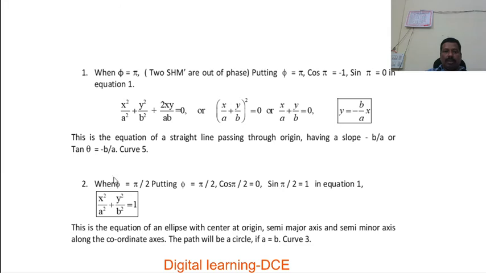When phi is equal to pi. Sorry, again here there is a mistake. This is case 2. Here instead of 2, 1 is there. Case 2, phi is equal to 180 degrees. Again cos pi is equal to minus 1, sin phi equal to 0. If you substitute that, we get the same formula, that is y equal to minus b by a into x. Again we are going to get a straight line, but in different coordinates.